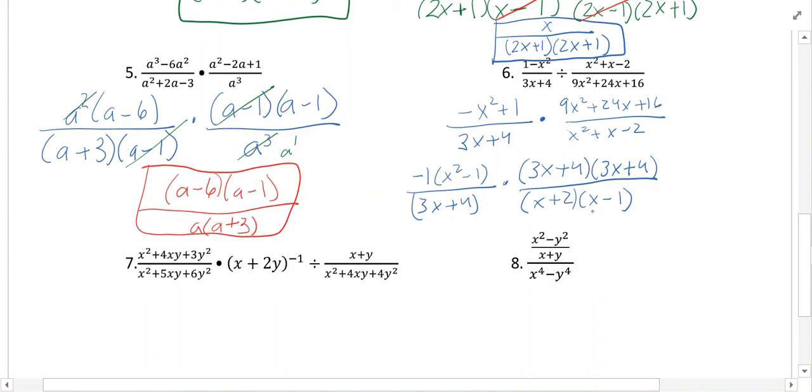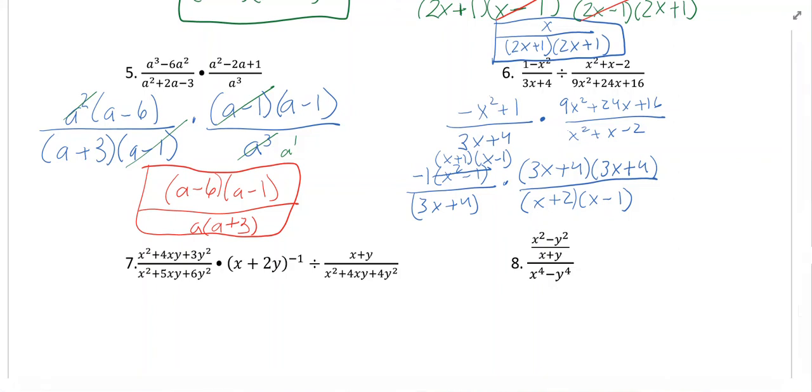All right, so there's only one thing left to factor. And that one thing left to factor is up here, this x squared minus 1. This is a difference of squares. So I can go ahead and change this into x plus 1, x minus 1.